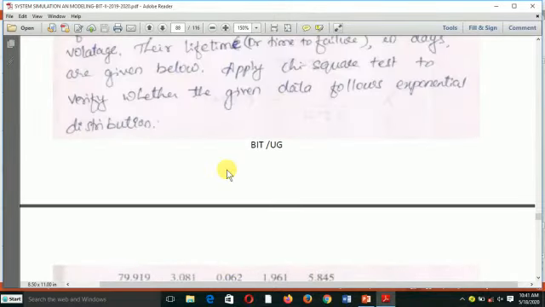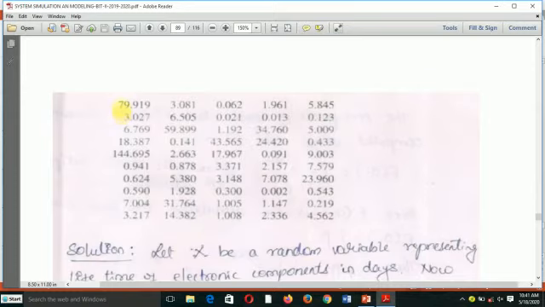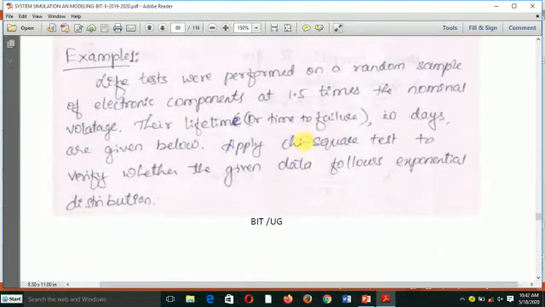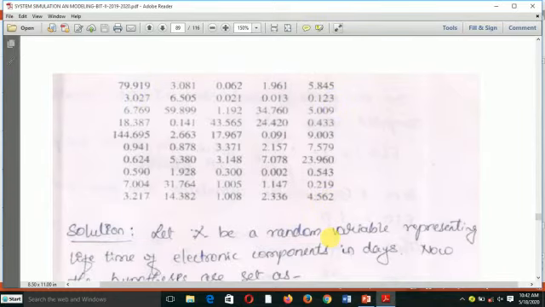So here we are having different components. For the first component, whether it is in minutes or days, here they say it is the number of days. So the first component lived for 79.9 days. The second, 3 days. The last one, 4.5 days, like this.